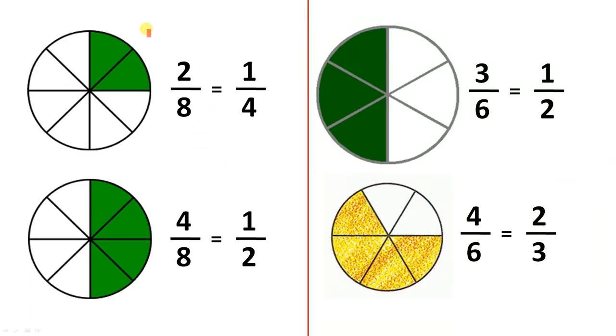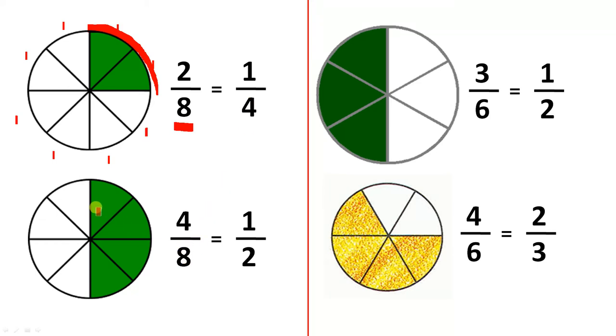Now 2/8. Now altogether we have 1, 2, 3, 4, 5, 6, 7, 8. That's why we have the 8. The 2 means there are 2 green parts that are shaded. That's why it's 2/8. Now how do we get a quarter? Well, if you look at that section there, pretend that's part of a pizza, and you have that part there, that's actually a quarter of the pizza. And that's why that fraction is a quarter.